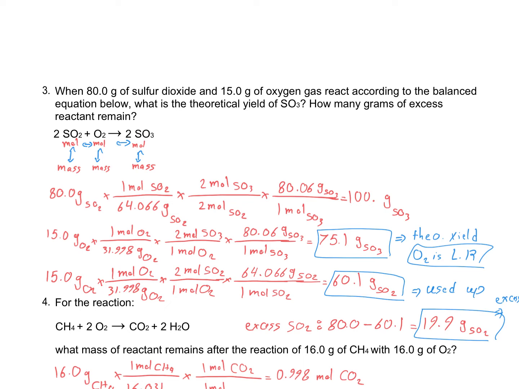For the second part, how much is excess? We have to start with the mass of the limiting reagent using stoichiometry and see how much of the excess reactant is used up. So with 15 gram of O2, 60.1 gram of SO2 is used up. So how much is in excess? The initial mass was 80, so you subtract what is used up, and 19.9 gram of SO2 remained in the reaction.